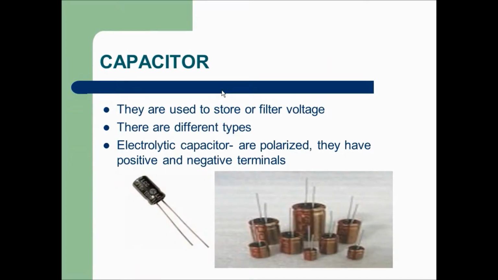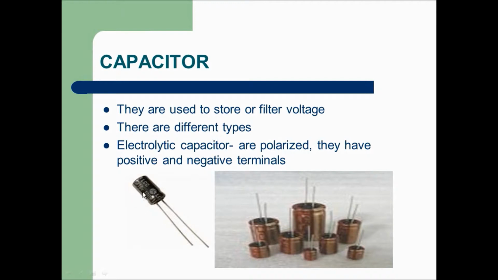Now a capacitor. Capacitors are used to store or filter voltage, and we have different types. We have the electrolytic, we have the ceramic. The electrolytic capacitors are polarized, that is, they have a positive and a negative terminal. The long terminal here is the positive, while the short one is the negative.